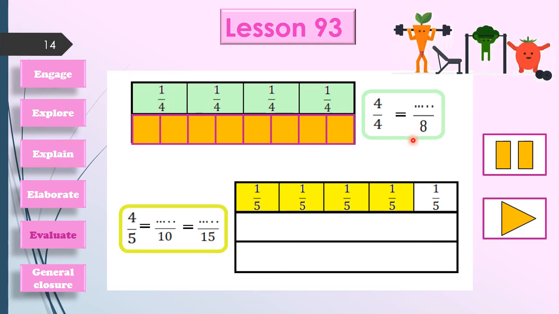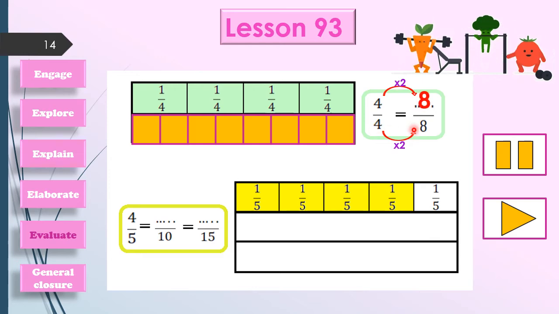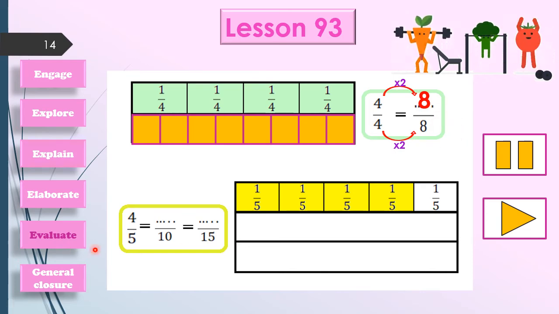Now it will be mentally like this. Mathematically, ask yourself, 4 times what equals 8? Excellent, it will be 4 times 2. As I do down, I will do up in the numerator. It will be 4 times 2 equals 8. Then 4 fourths equals 8 eighths. All of them equal 1. Good job.